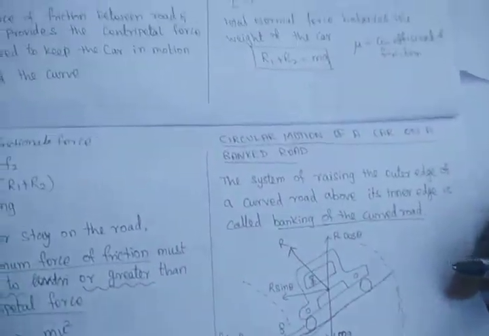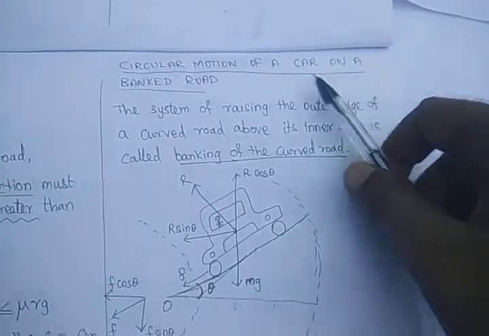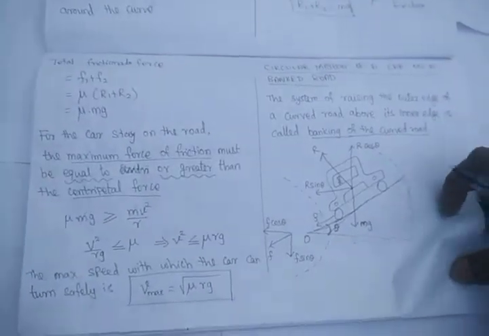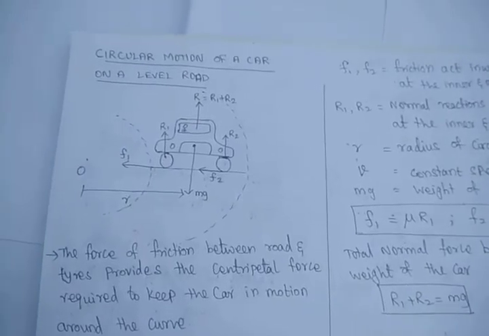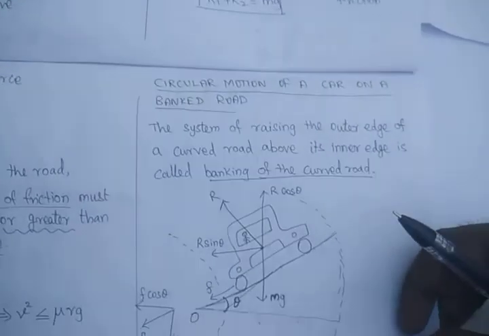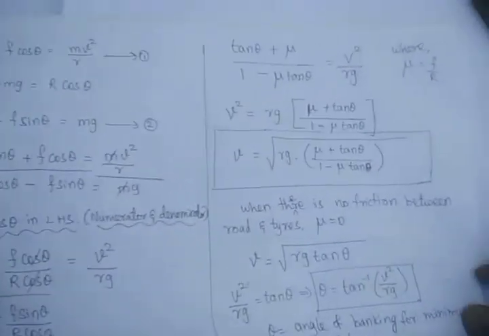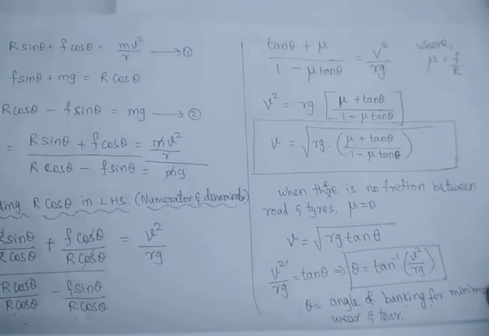So very simple, students. We have seen the circular motion of the car on a level road and the circular motion of the car on a banked road. These questions are very important, like the projectile motion in the last unit. So circular motion of a car on a banked road and level road is important from the annual NCERT point of view as well as the JEE and NEET point of view. Understand the concept clearly, students. Thank you.